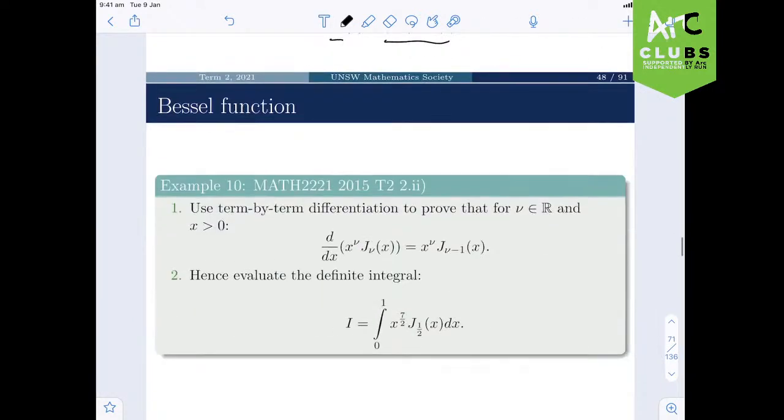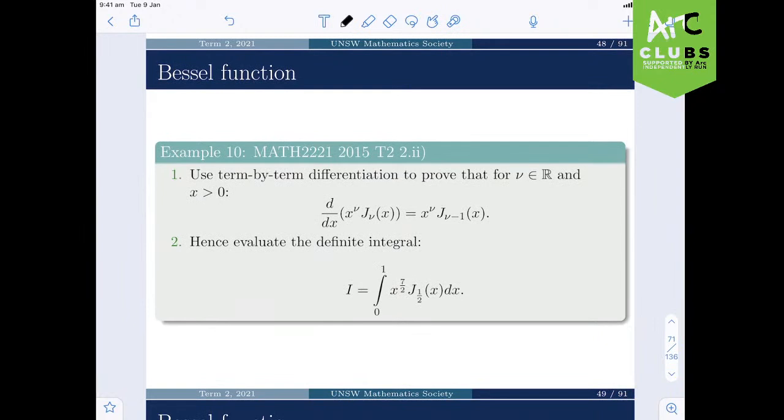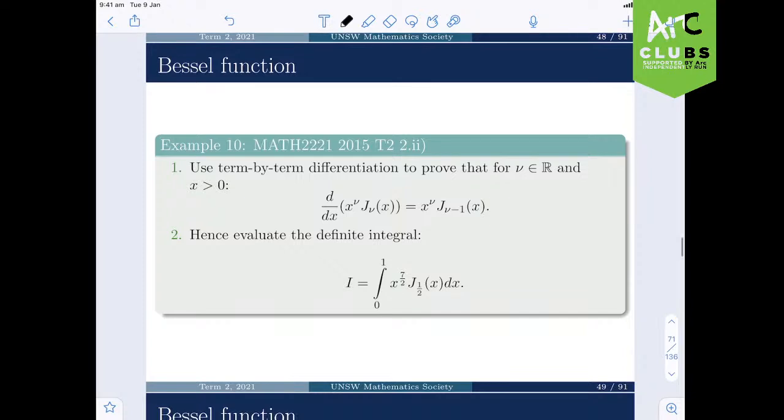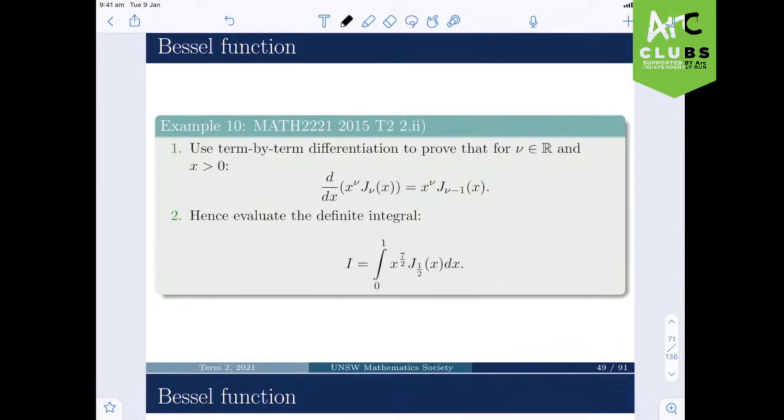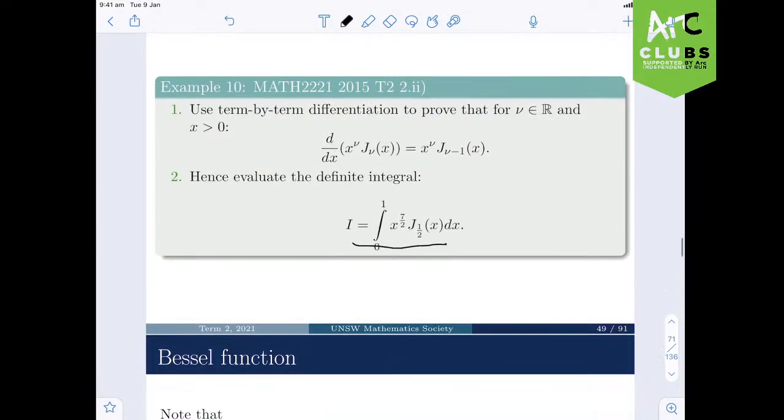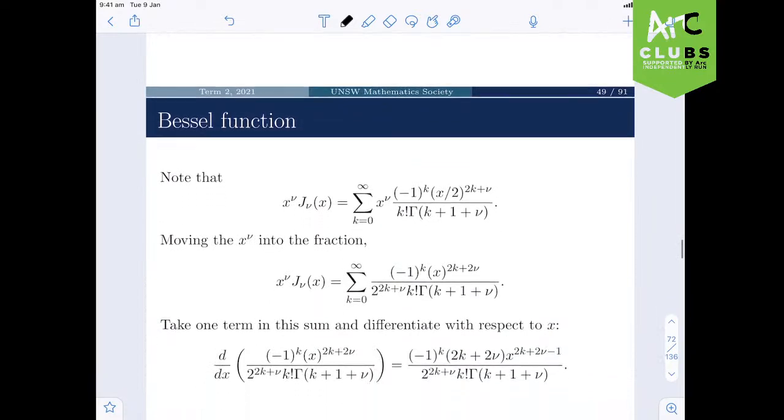But let's just move on and let's finish off this part of the revision session with this example. Use term-by-term differentiation to prove that for nu a real number and x greater than 0, the derivative of x to the nu J nu of x is x to the nu J nu minus 1 of x. And hence evaluate that integral.